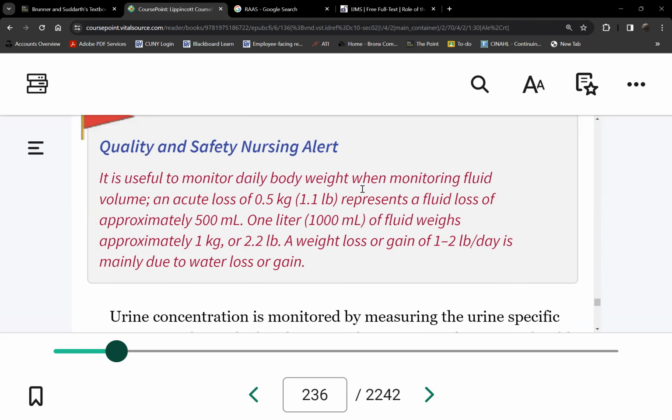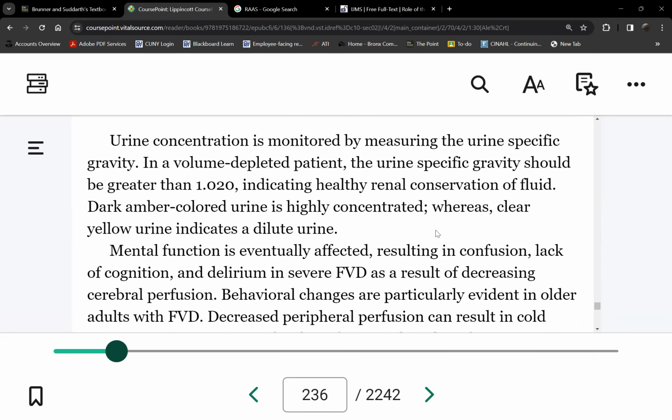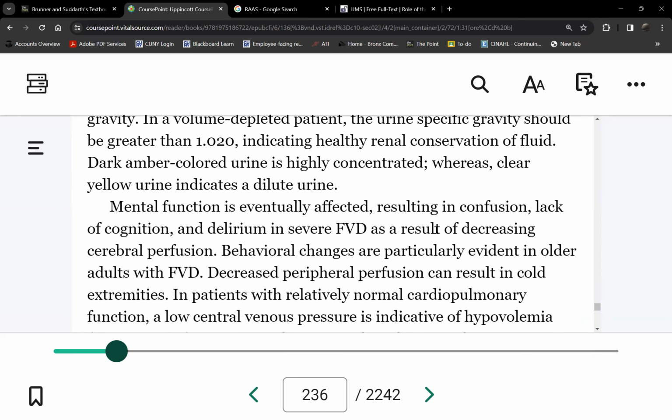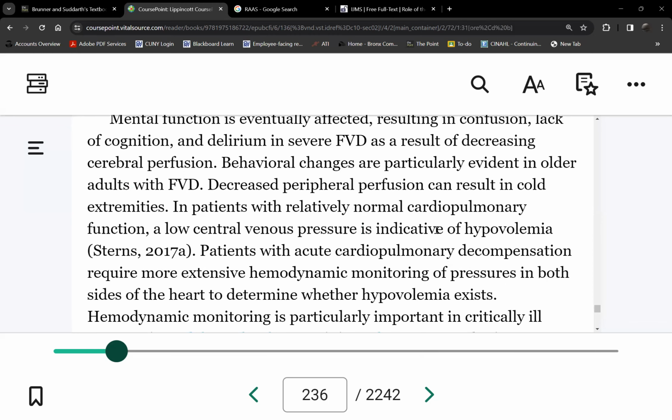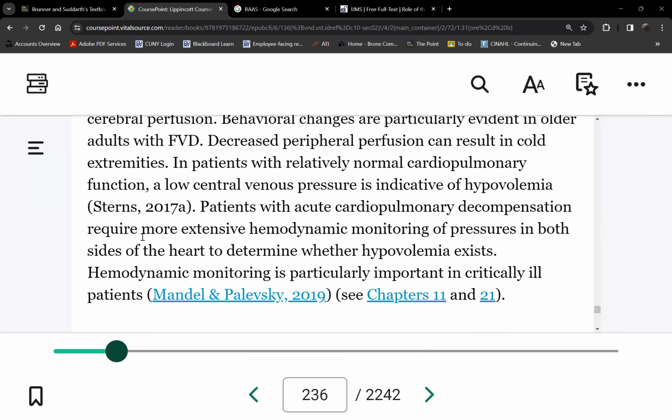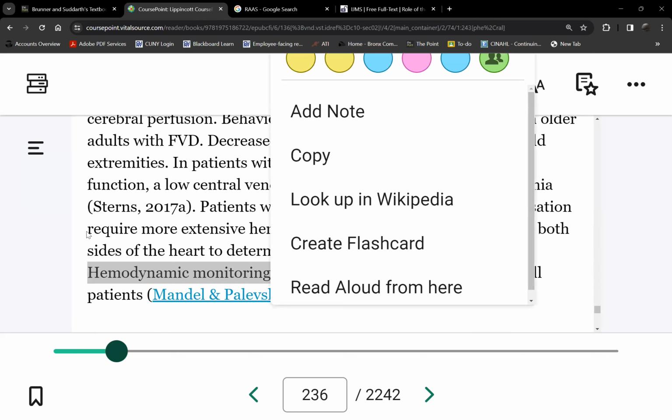So we already discussed this, right? The 1 liter, 1 kilogram, and the 1 pound, 500 ml. Are we clear? I didn't pull that out of thin air. It's based on your textbook. And we discussed the urine concentration, serum osmolarity as well. Like I said, we will discuss hemodynamic monitoring, including that CVP item earlier, when we get to heart failure, which is next week.